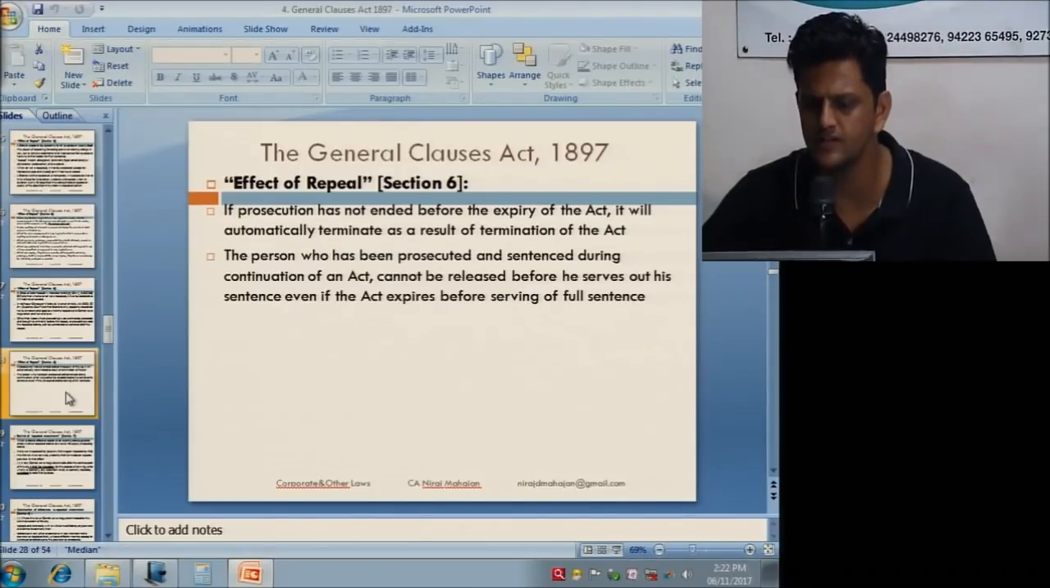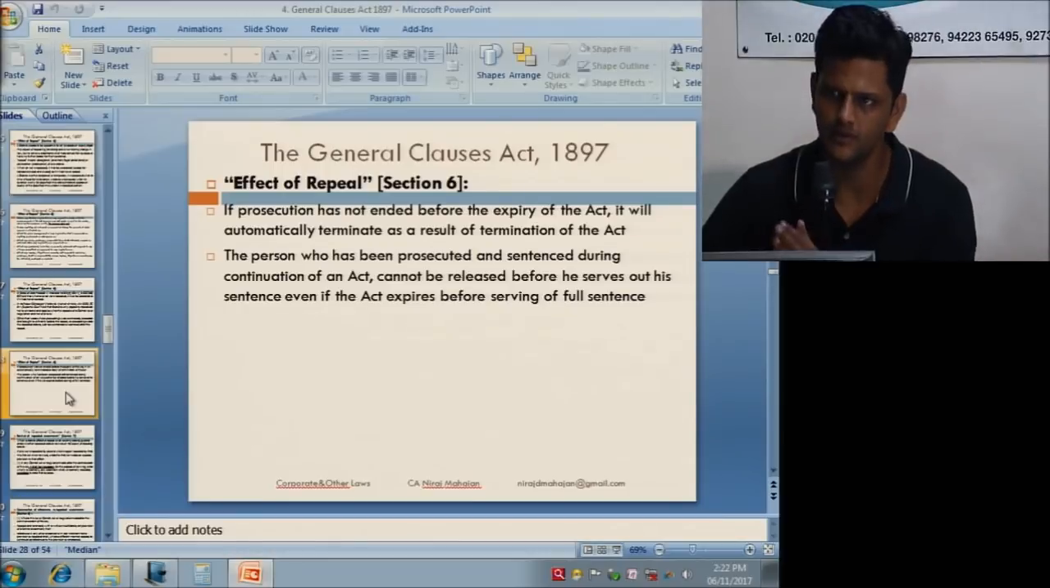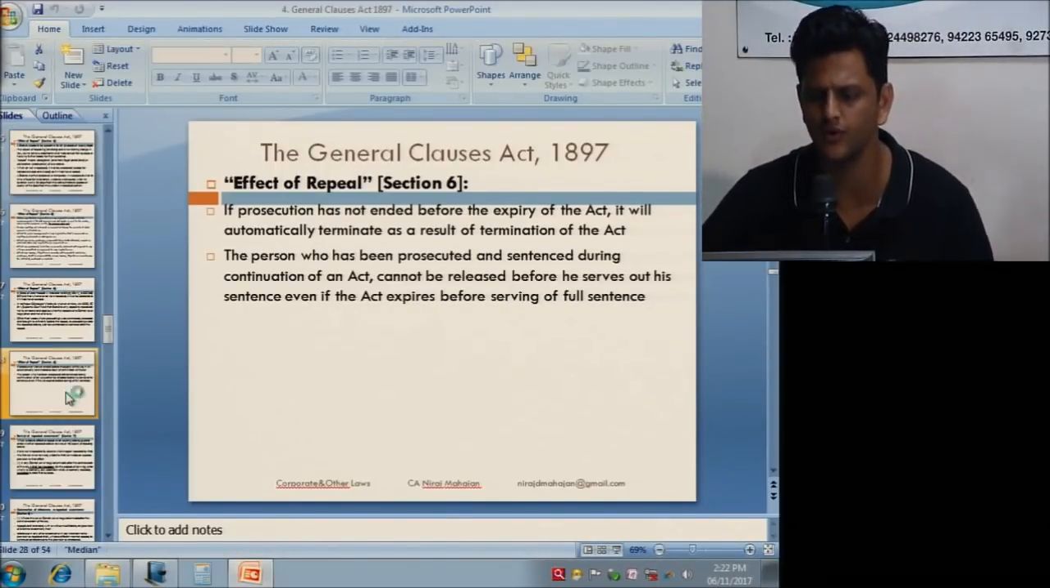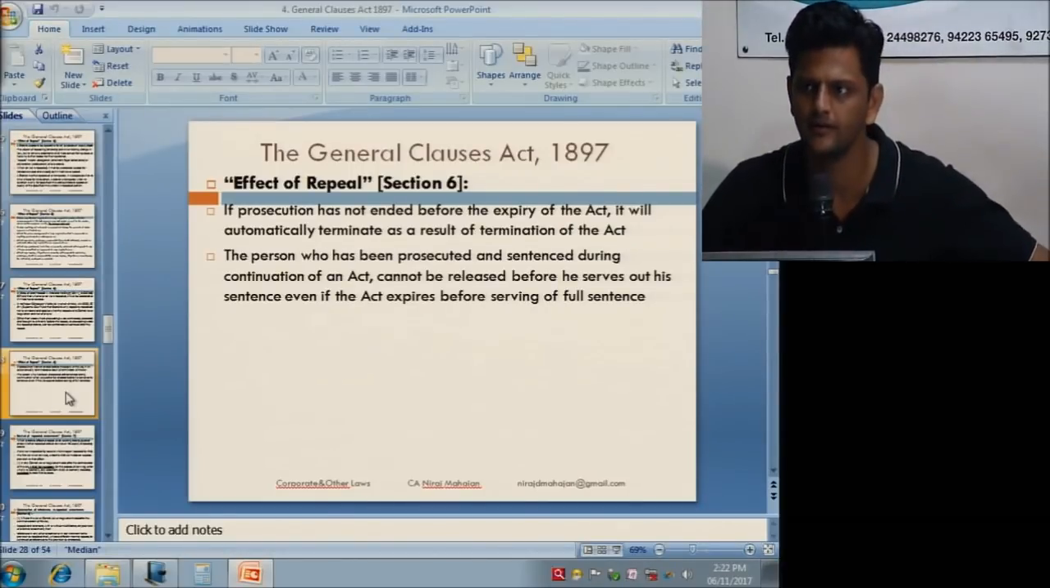If the prosecution has not ended before the expiry of the act, that means continuing prosecution. Prosecution means some legal proceedings are going on against, let us say, a person, but during the course of those proceedings, the act has been repealed. In that case, what will happen? The entire proceedings will be cancelled. You cannot now award any judgment or punishment under the repealed act, because that is now over. Now you will have to consider him under the new act.